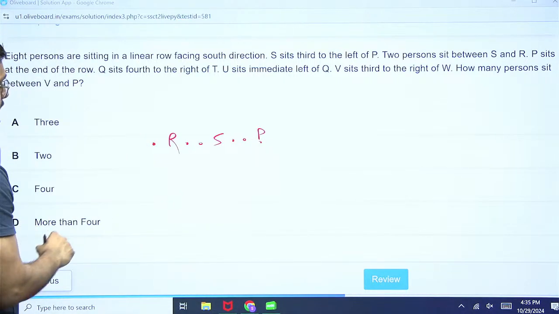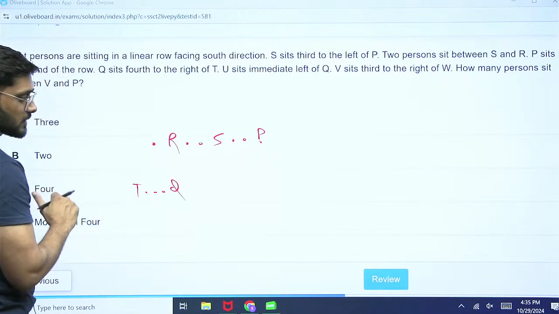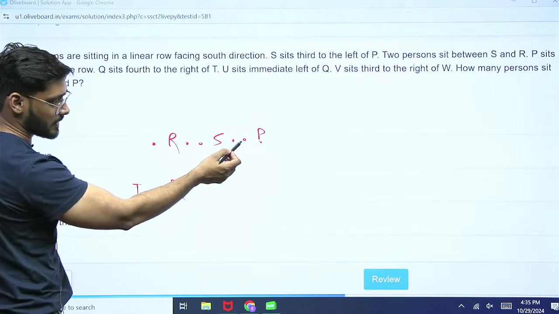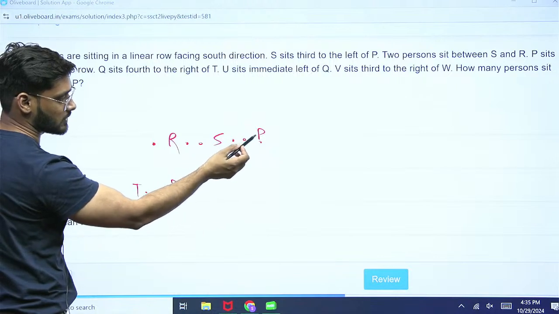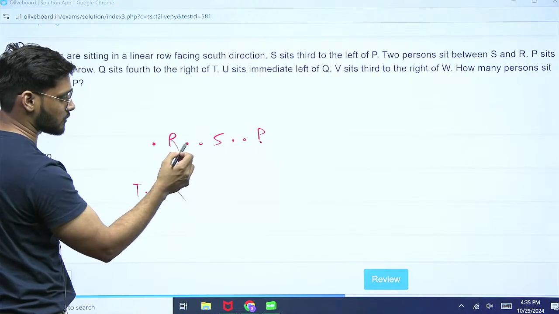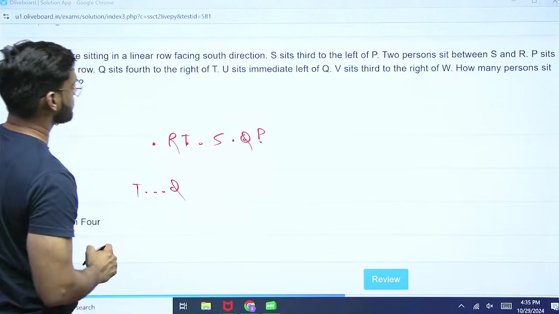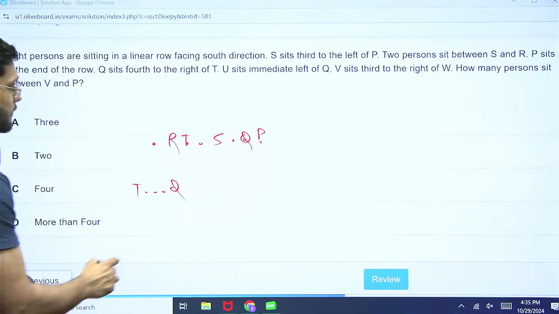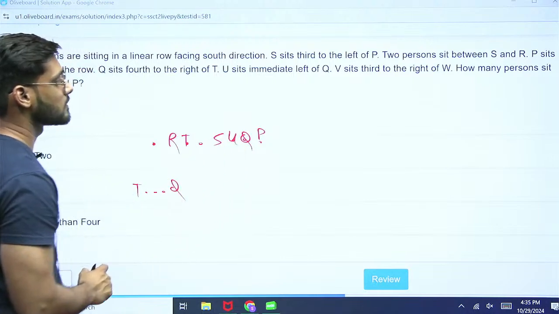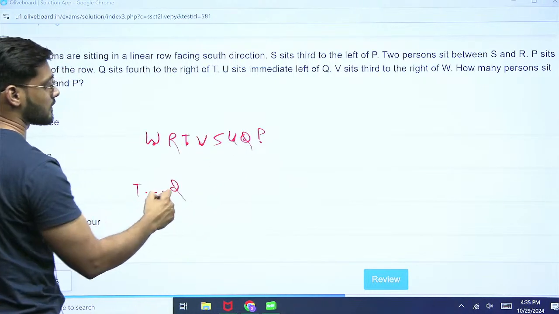Q fourth right of T. Q fourth right of T means 1, 2, 3, Q. There will be 3 persons between T and Q. So T cannot come at these two positions. T, 1, 2, 3, Q cannot come. T, 1, 2, 3, Q can come. T, 1, 2, 3, Q cannot come. So T, 1, 2, 3, Q will come like this. Okay. U immediate left of Q. So U will be over here. V third right of W. So W and 1, 2, 3, V. All the things have been fixed.